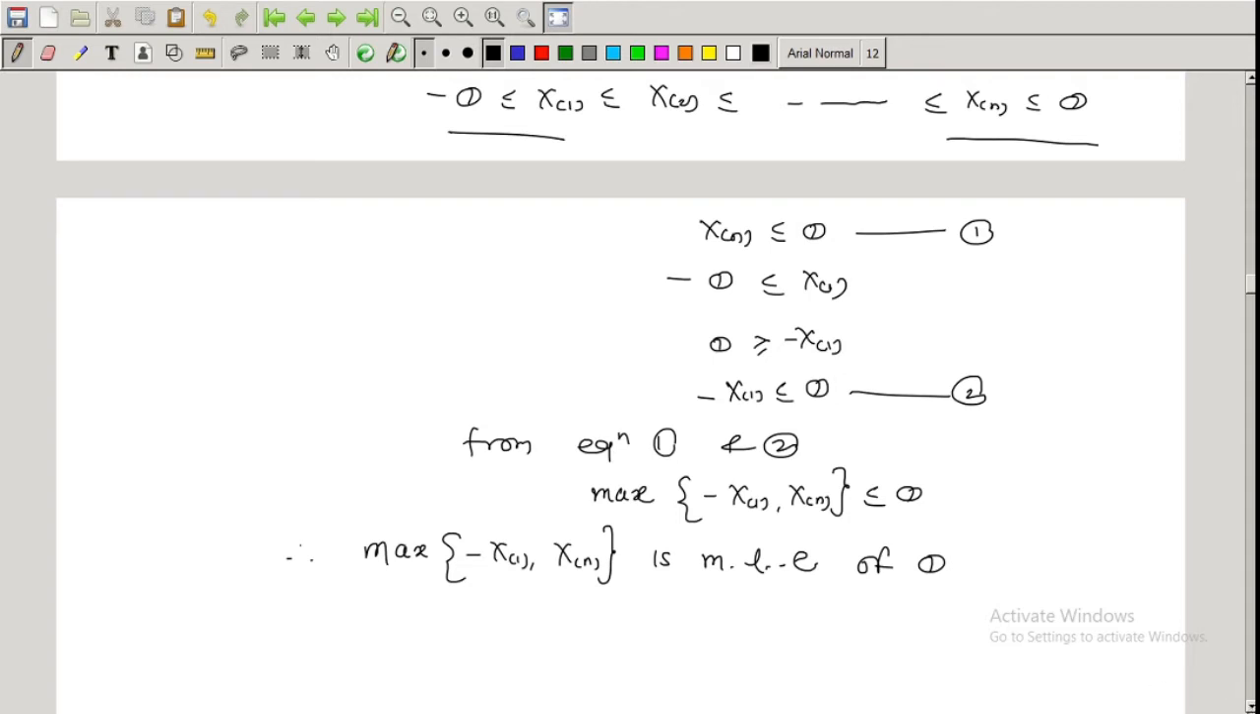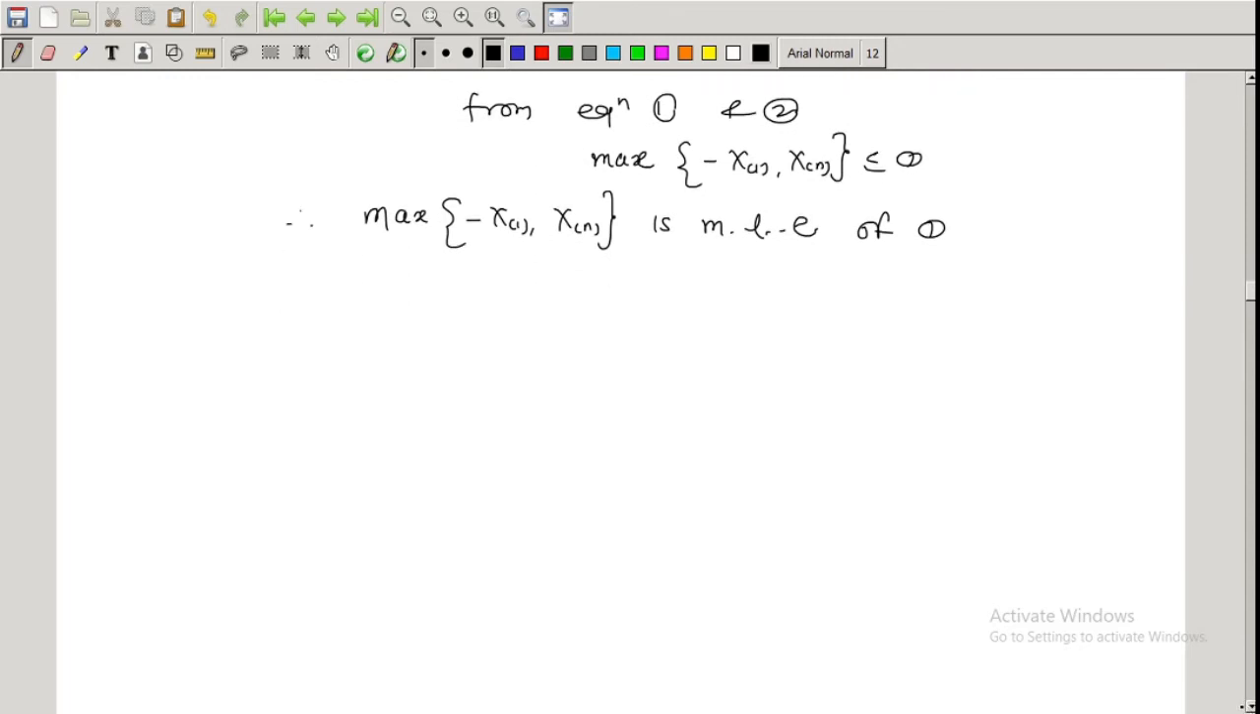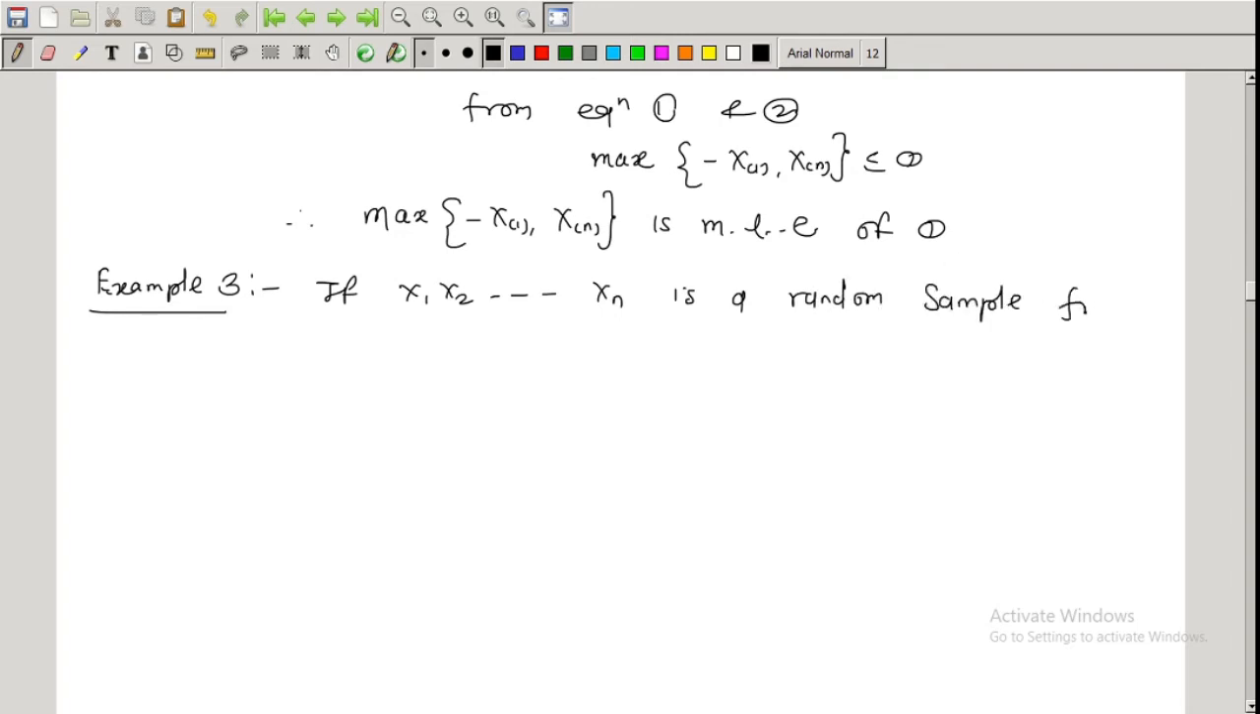Example number 3. If x1, x2 dash up to xn is a random sample from uniform minus 3 theta comma 5 theta, find the MLE, the maximum likelihood estimator of theta.